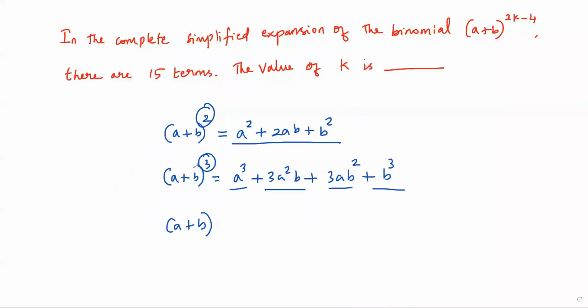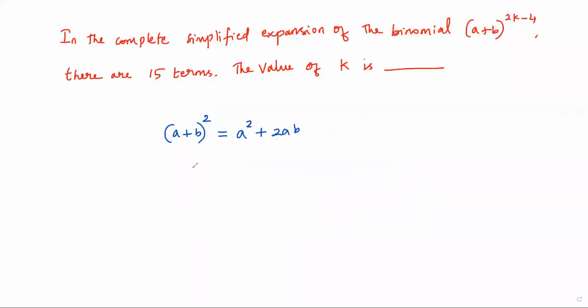So in our problem, the expansion of the binomial contains 15 terms. So if we expand this binomial, it will contain 15 terms. Then what must be the exponent of this binomial? It has to be 14. So the value of 2k − 4 must be equal to 14.